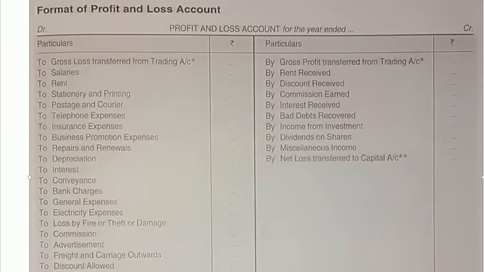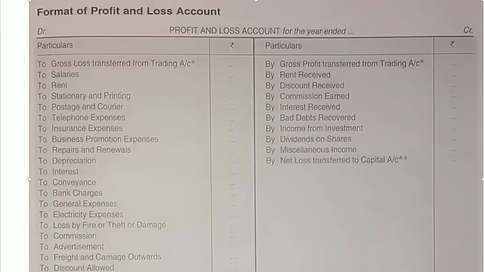Now let's proceed towards the format of profit and loss account. Right now we'll discuss the format of profit and loss account. Here you can see the format. This is the profit and loss account for the year ended 31st March, which is given in your books of accounts. So this is the format of profit and loss account for the year ended 31st March.